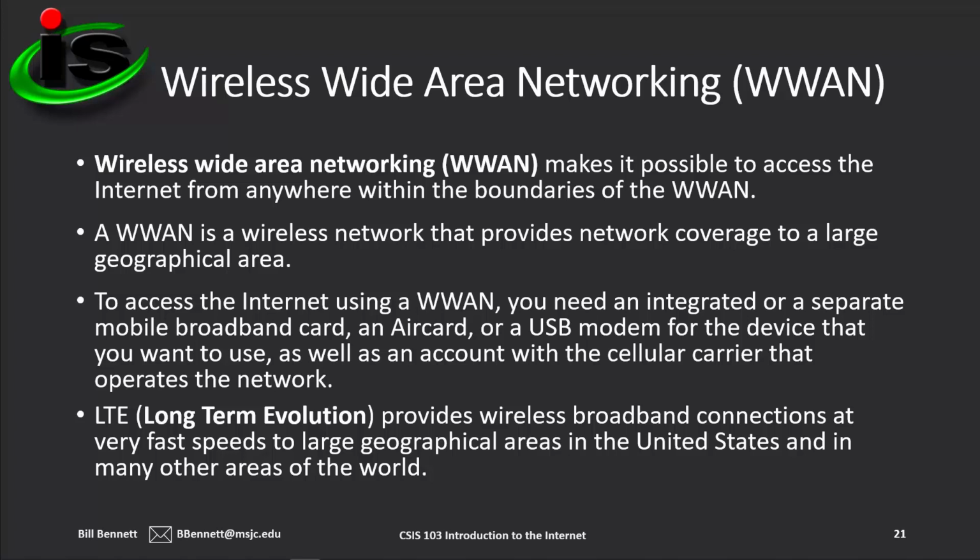LTE has very fast download speeds of 100 megabits per second and upload speeds of up to 50 megabits per second. In some parts of the world, LTE is being used for residential and commercial broadband service, but in the United States, LTE primarily services mobile devices. Most smartphones and other mobile devices are manufactured with embedded modems to connect to 4G LTE networks.